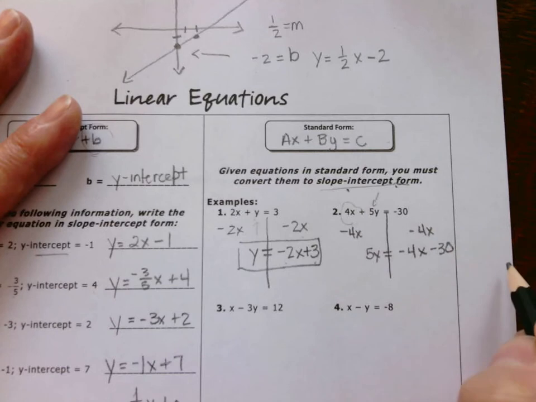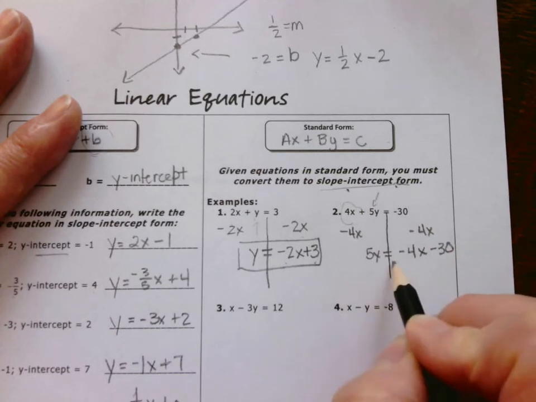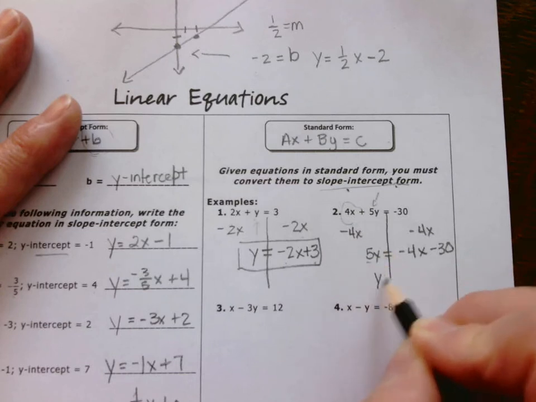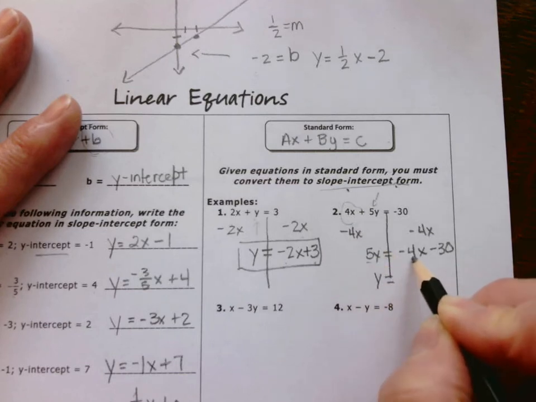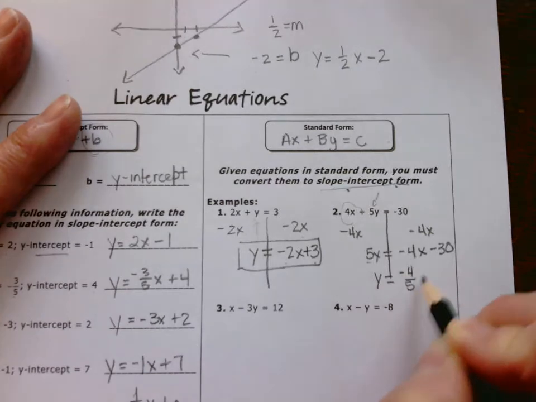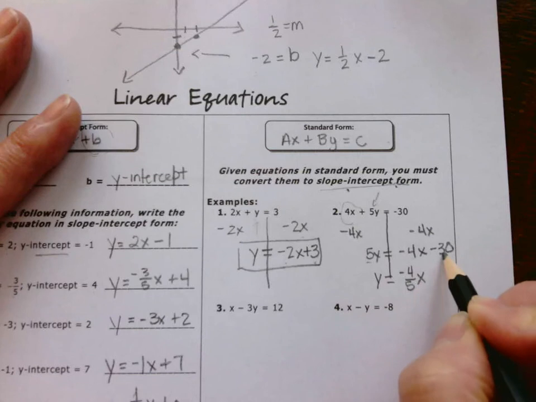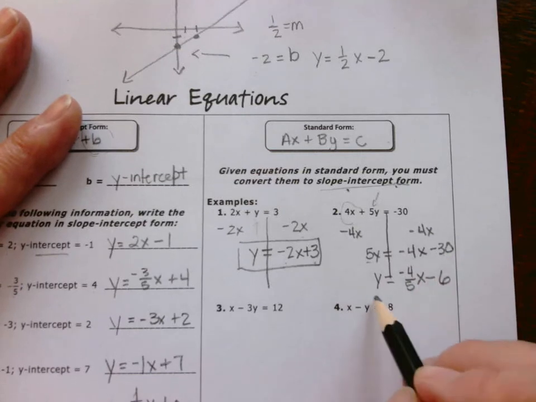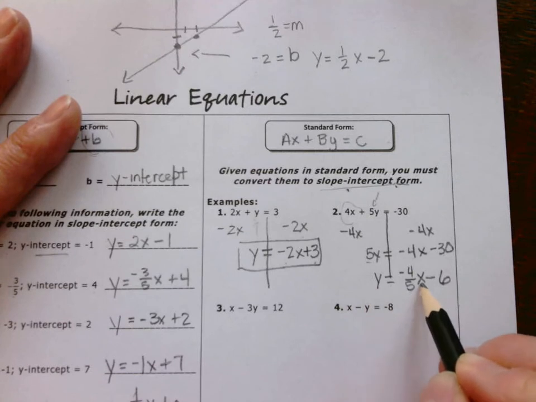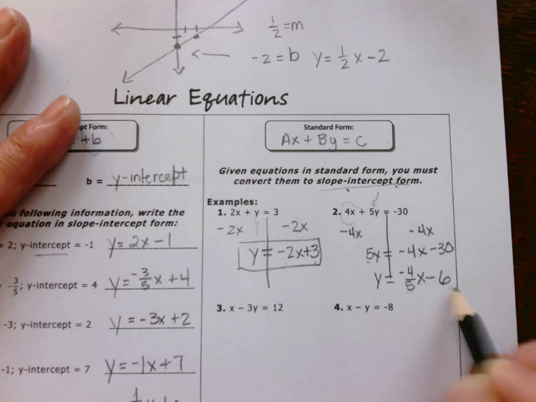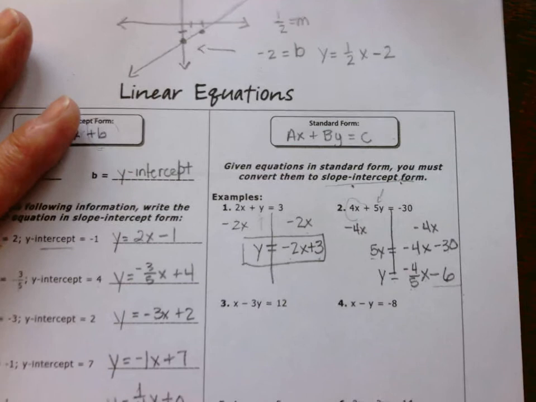And now let's divide both sides of this equation through by 5. So if I divide 5y by 5, I just get y. If I divide negative 4x by 5, I get negative 4/5 x. And if I divide negative 30 by 5, I get negative 6. So y equals mx plus b. My slope is negative 4/5, and my y-intercept is negative 6. Shall we do a couple more?